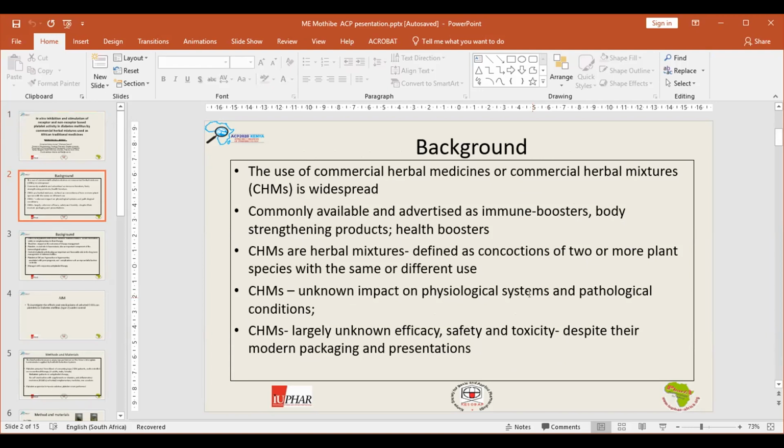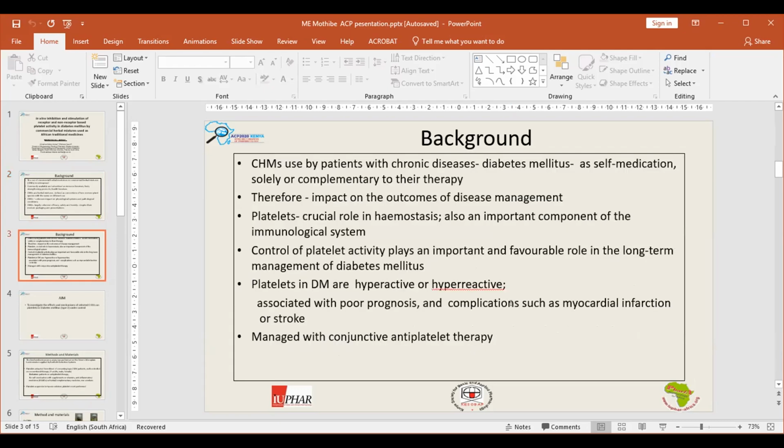These herbal mixtures are advertised as immune boosters, and although they are presented in nicely prepared modern packaging, their efficacy, safety, and toxicity profiles are largely unknown, and we also don't know their effect on different physiological systems as well as in different pathological conditions. It is in the nature of people to seek health in various ways. So these commercial herbal mixtures might be used by patients with chronic diseases, such as those with diabetes mellitus, as self-medication. Therefore, it's reasonable to be concerned about the potential impact on the outcomes of disease management.